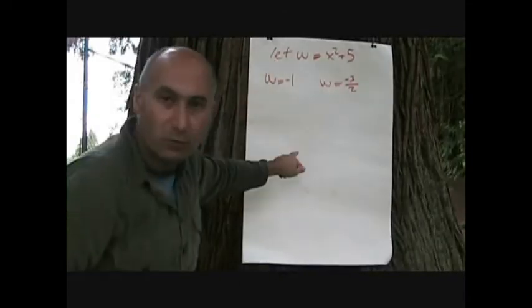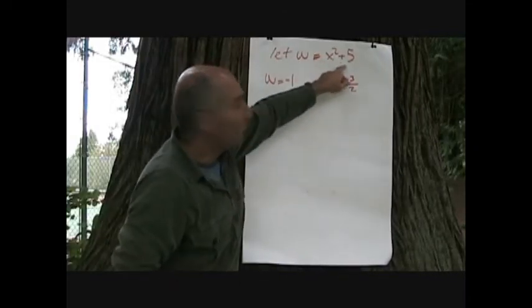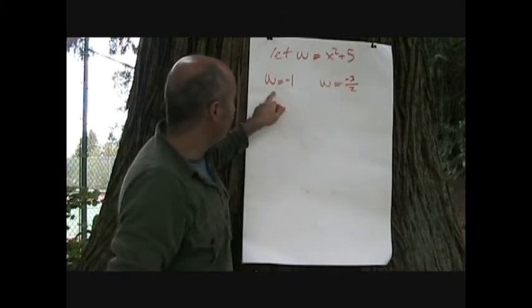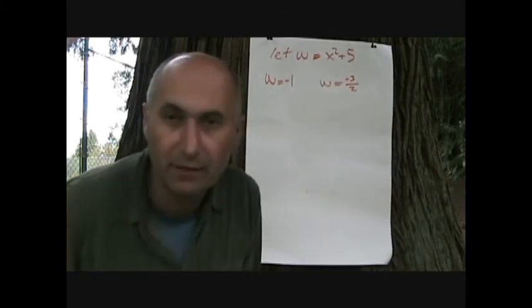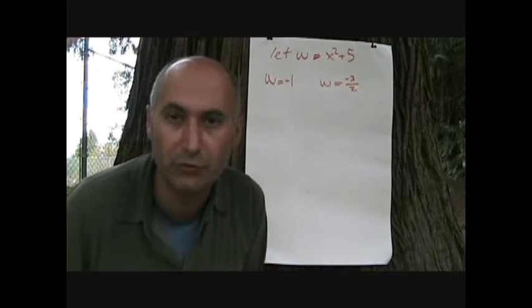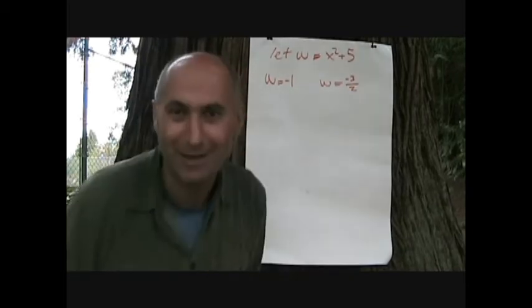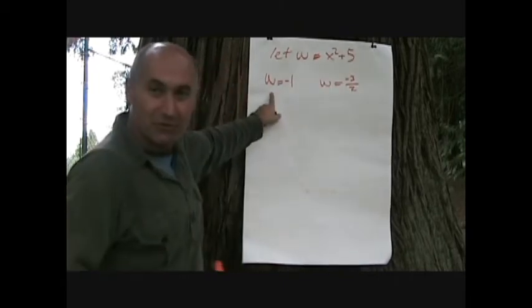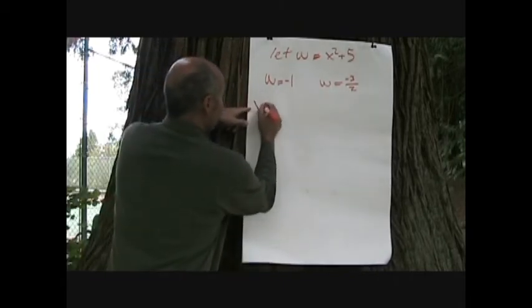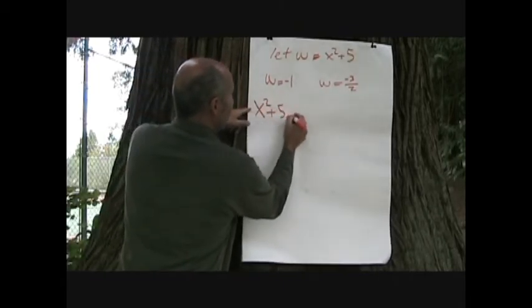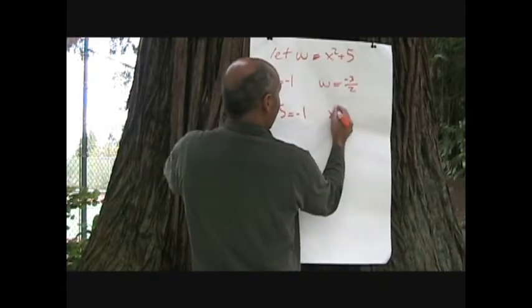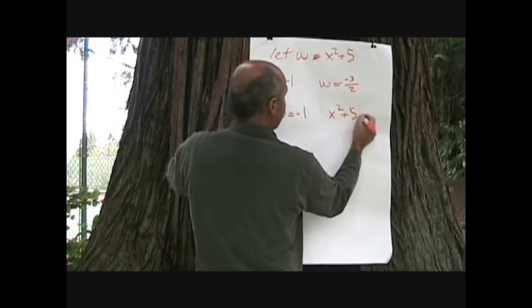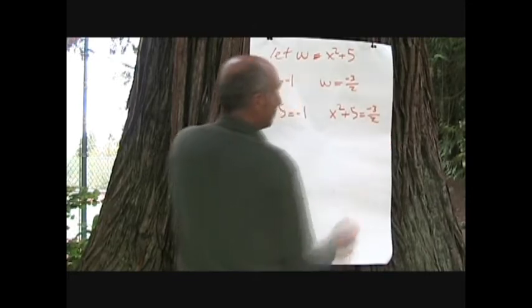So what we had was, we let w equal x squared plus 5, and we solved for this, and we got w is equal to negative 1, and w is equal to negative 3 over 2, right? I'm going to write these a little bit bigger so they come out nicer. So what we end up doing is substituting this for w. So we're going to have x squared plus 5 is equal to negative 1, and x squared plus 5 is equal to negative 3 over 2.